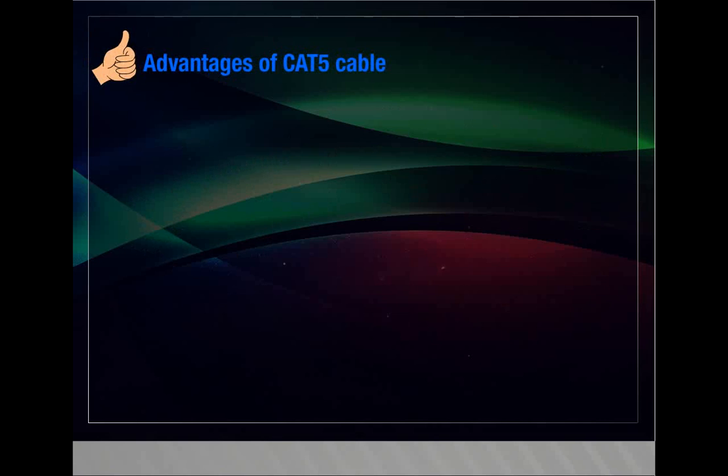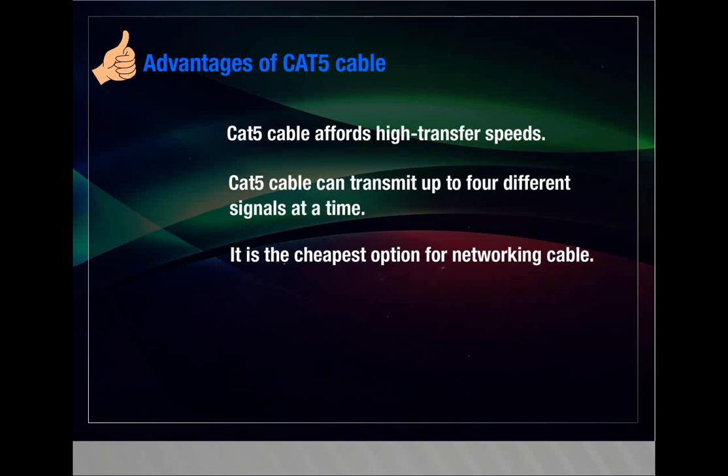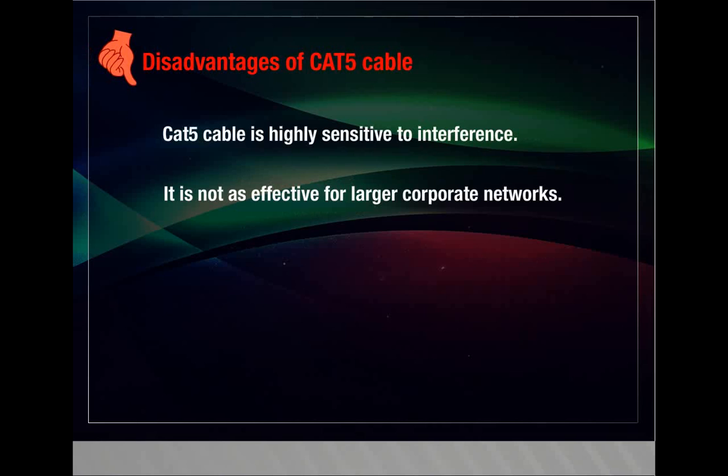Advantages of Cat5 cable. Cat5 cable offers high transfer speeds. Cat5 cable can transmit up to 4 different signals at a time. It is the cheapest option for networking cable. Disadvantages of Cat5 cable. Cat5 cable is highly sensitive to interference. It is not as effective for larger corporate networks.